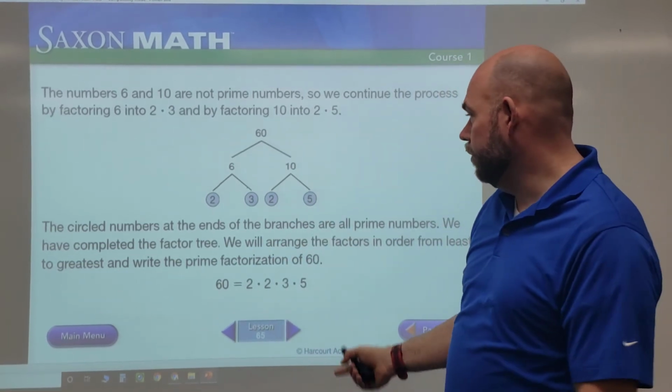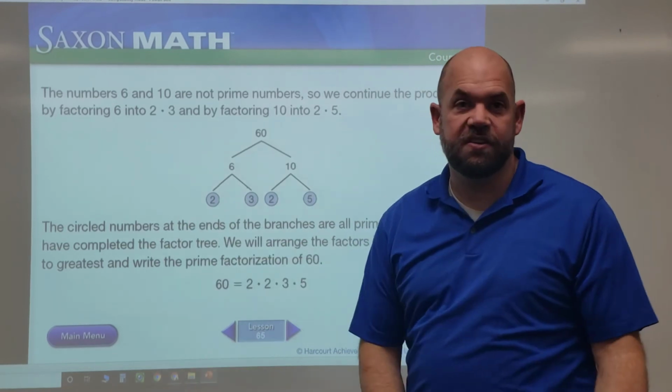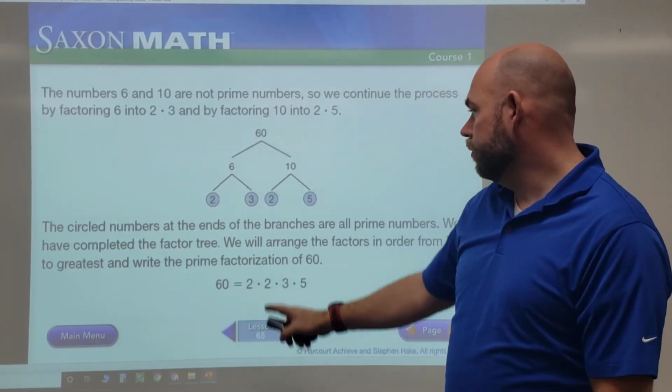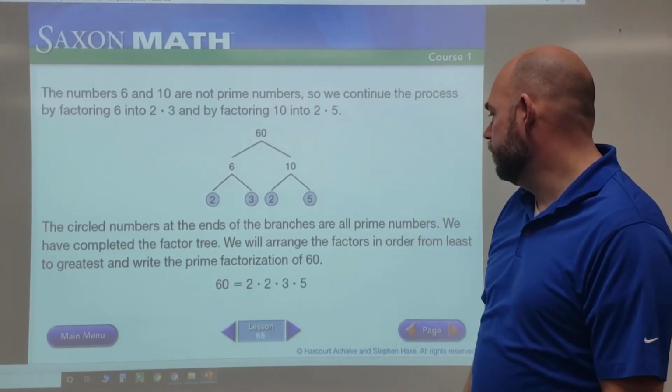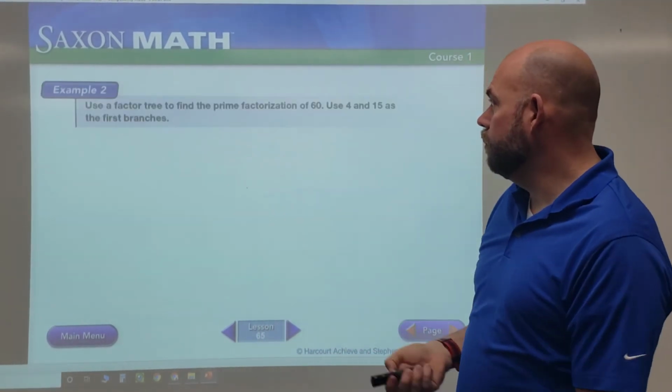We can check our work by multiplying it. 5 times 2 is 10, 10 times 3 is 30, 30 times 2 is 60. It checks out. The circled numbers at the bottom are all prime numbers, and those are our prime factorization. It's kind of fun. All right, let's try one more.